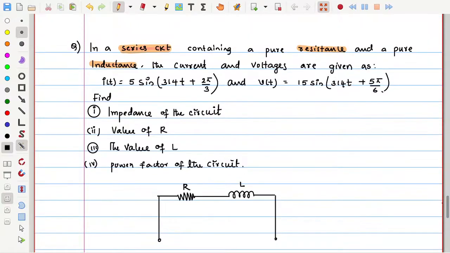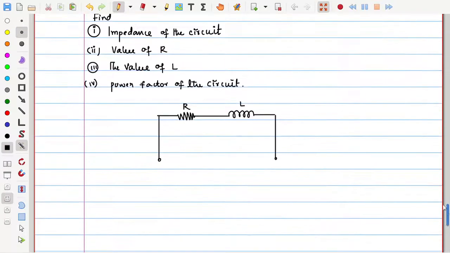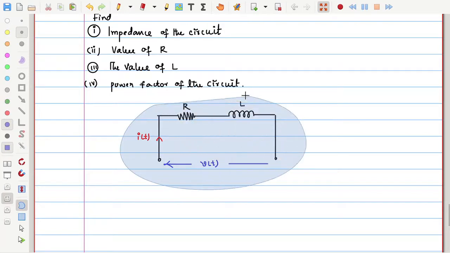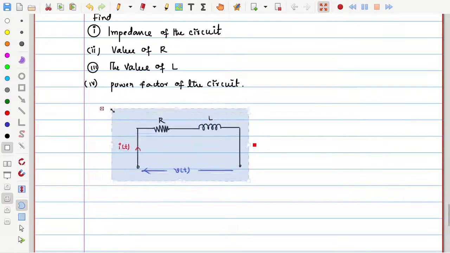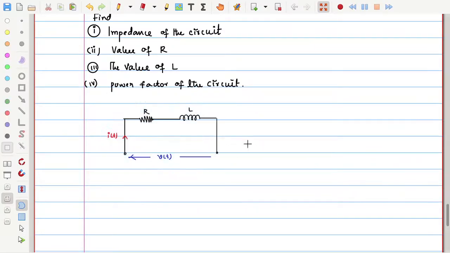So what happens next? This circuit has voltage and current in this way. Now let me put how much is the current, I of t, that expression, and how much is the voltage? Voltage applied is V of t, like this. Now these are in the time domain, in the sense that everything is a function of time.